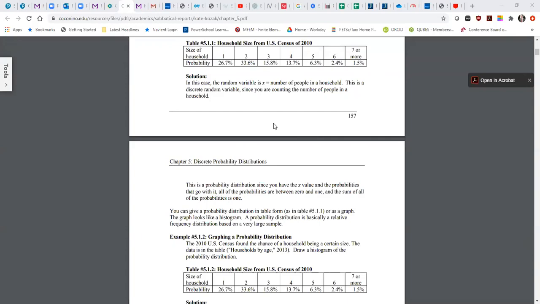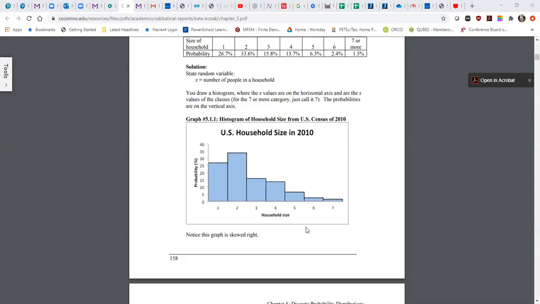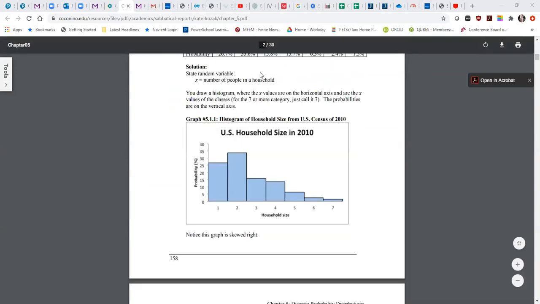So there are two properties. One is the probability between 0 and 1, and the summation equals 1. And you can also graph the distribution of the probability. Based on this data, the probability graph looks like this. You can see this is skewed right, because the tail goes to the right.